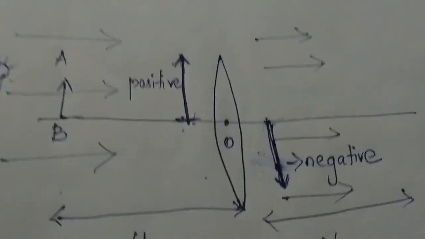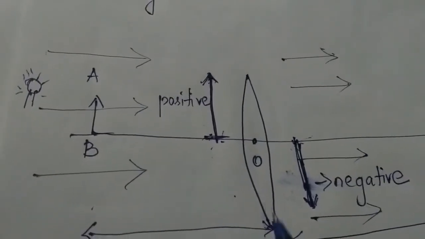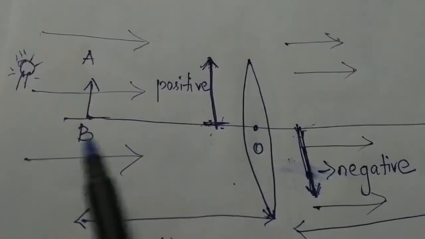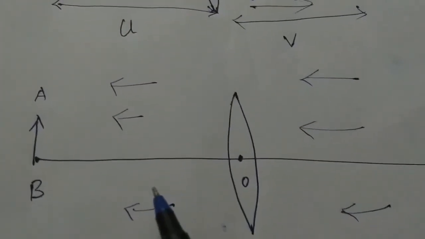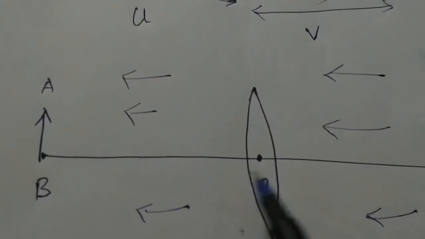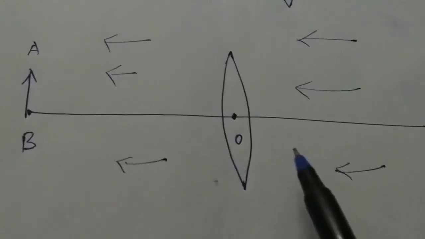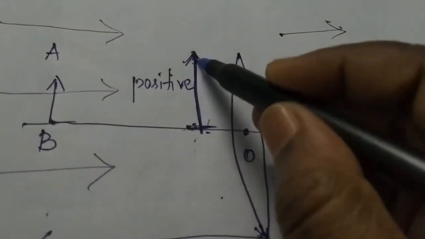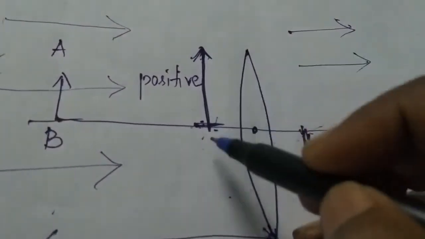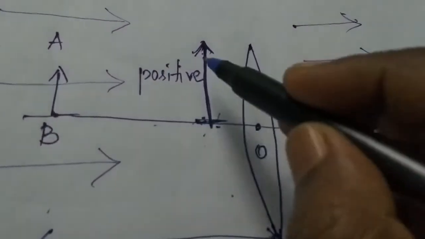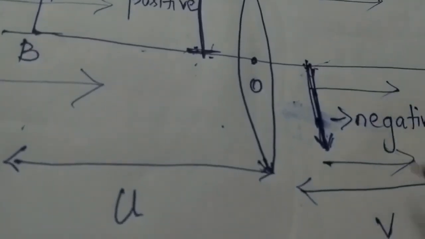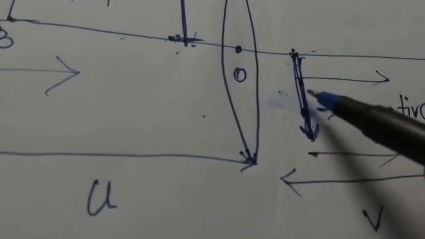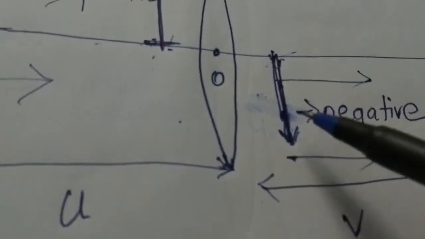And then the distances measured in the same direction as that of incident light rays are taken as positive. And the distances which are against that of incident light are taken as negative. And then the distance measured upward, perpendicular to the principal axis, is taken as positive, and the distance measured downward, perpendicular to the principal axis, is taken as negative.